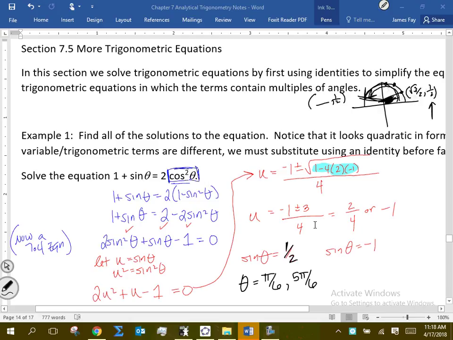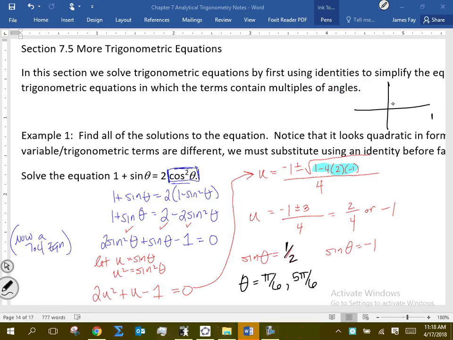Okay. When is sine equal to negative 1? When is the y value on your unit circle negative 1? So look at that thing right there. Where is my y value negative 1? Right there at 3 pi over 2. So theta is equal to 3 pi over 2 here.